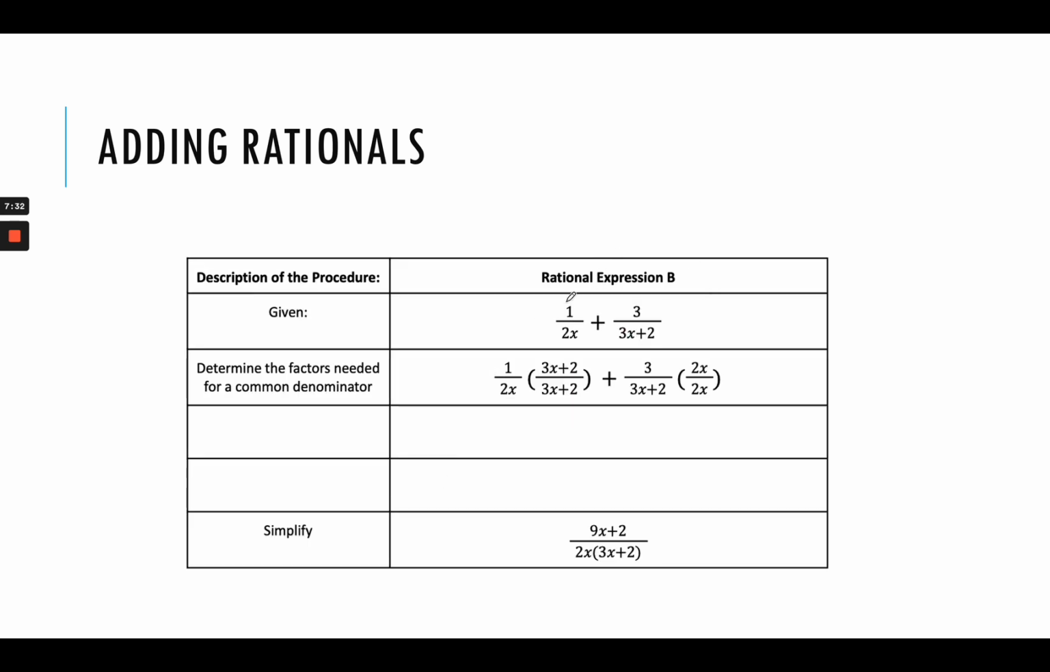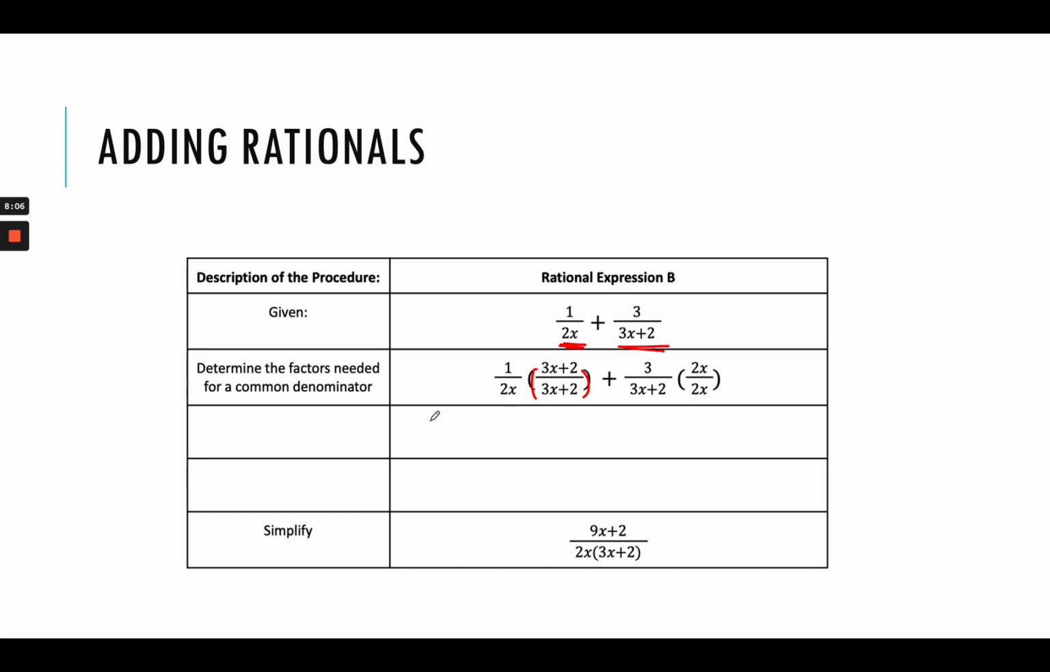Okay, so here we have another rational expression. The first thing that we need to do is determine what we need to multiply by to get a common denominator. Well, look, we're going to write our first fraction, which is 1 over 2x. And since this denominator is 3x plus 2, we're going to do 3x plus 2 over 3x plus 2 times our first fraction. Okay. Then we look at our second fraction. Well, we're going to multiply it by 2x over 2x because the denominator over here is 2x.